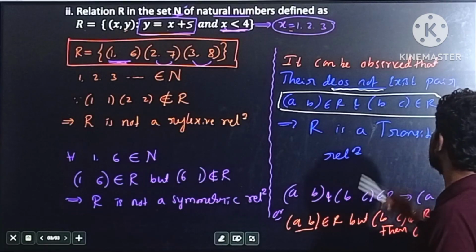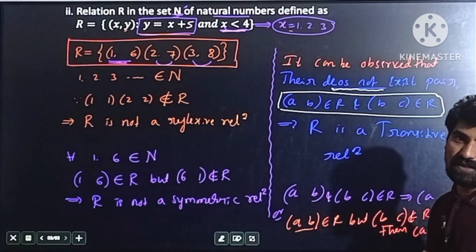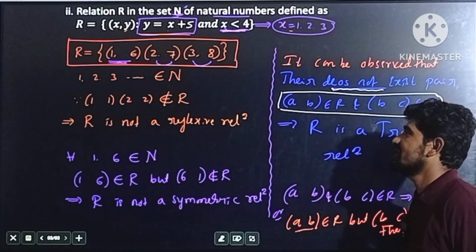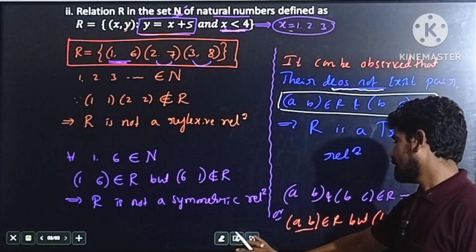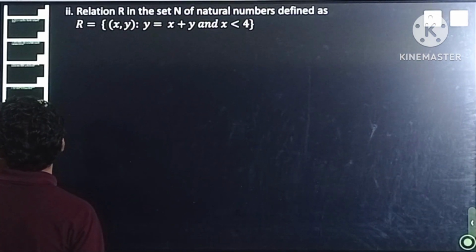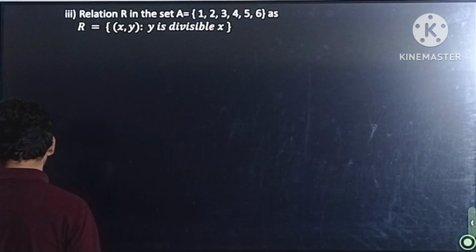There does not exist the pairs (a,b) and (b,c) in R, that's why it is a transitive relation. I hope all of you understood this question. Now let's start the next question. And the next question is the third question of the first one.